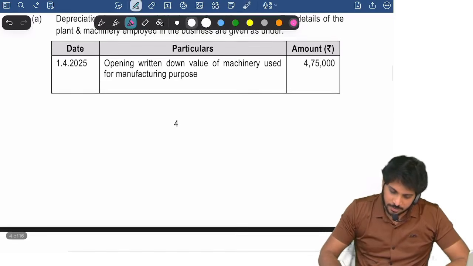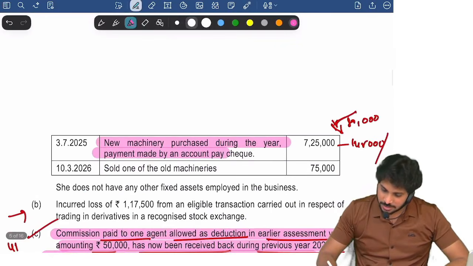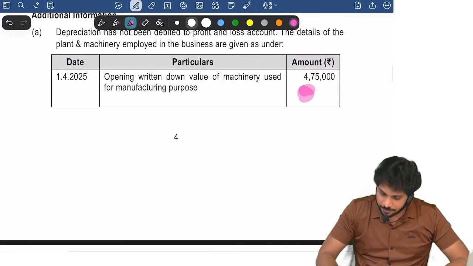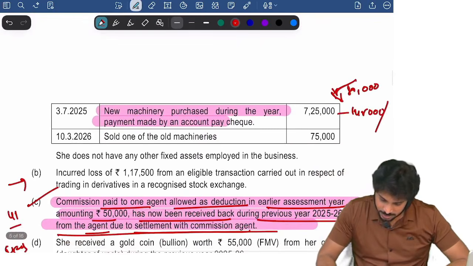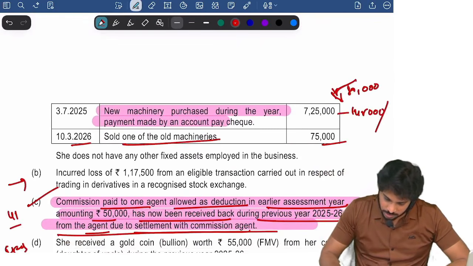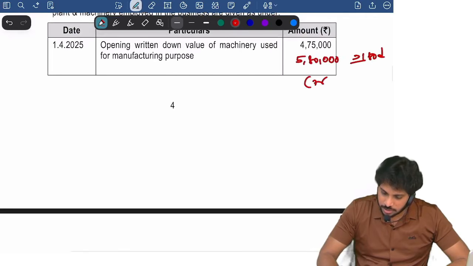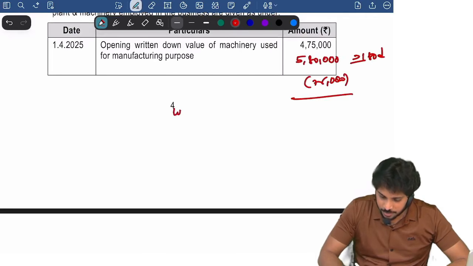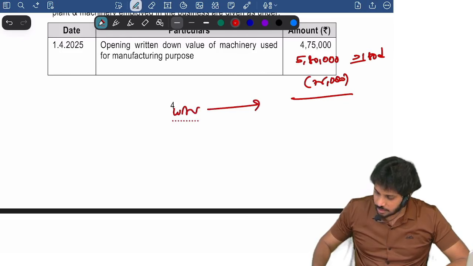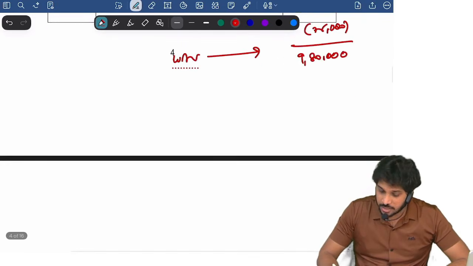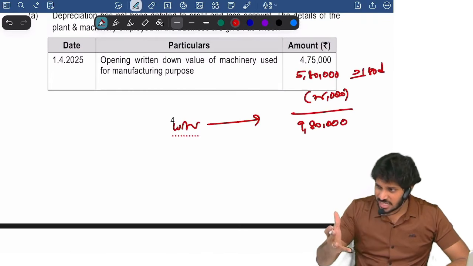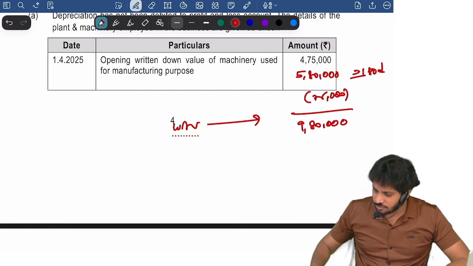Now opening WDV, how much? 4,75,000. Additions 5,80,000, which is more than 180 days. Correct? Then asset sold 75,000. One of the machines was sold. So remove the sale value. So what is the WDV value? 4,75,000 plus 5,80,000 minus 75,000 is equal to 9,80,000. This itself is the value available for depreciation. Now there is no addition of less than 180 days. The entire 9,80,000 is subject to 15% depreciation.